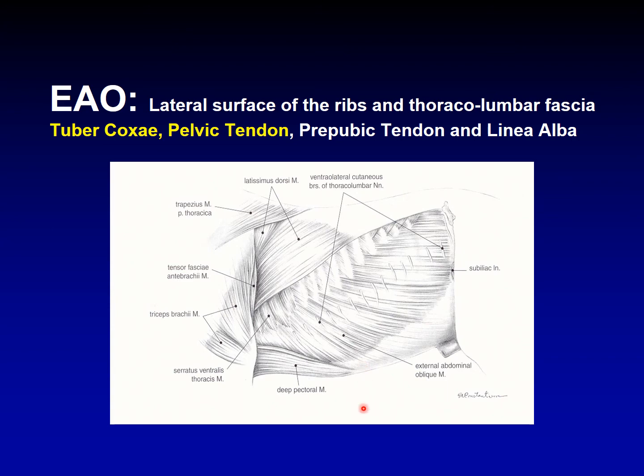The third thing I would like you to remember is that the insertion of the external abdominal oblique occurs in 4 places, two of which will be utilized as the origin for the next muscle to come, which is the internal abdominal oblique. So 2 of the insertion sites for the external abdominal oblique are the origin for the internal abdominal oblique. This becomes very important, and I will explain how.